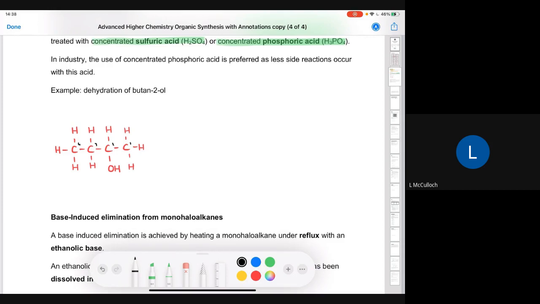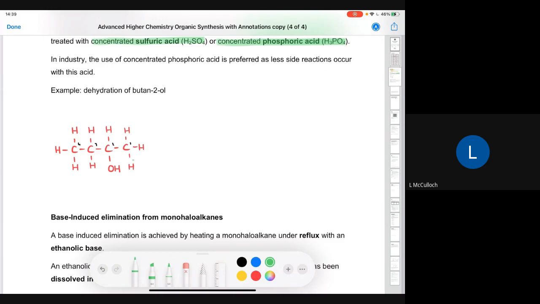When we dehydrate this molecule, as the name dehydration would suggest, we are going to remove water from the molecule. Water is H2O, that's 2 hydrogens and an oxygen. The way that we do this is we remove the OH group and then a hydrogen from an adjacent carbon. We can actually do this in 2 different ways.